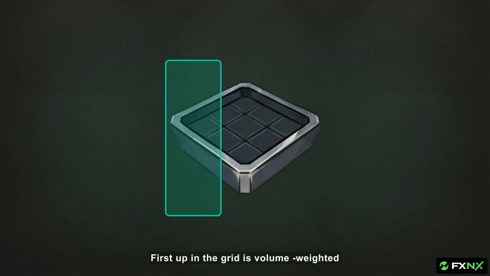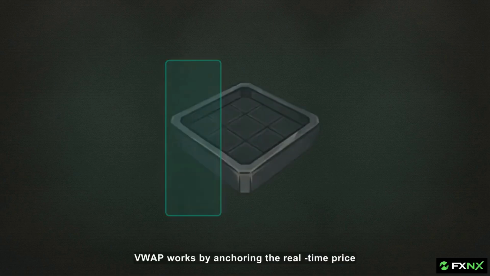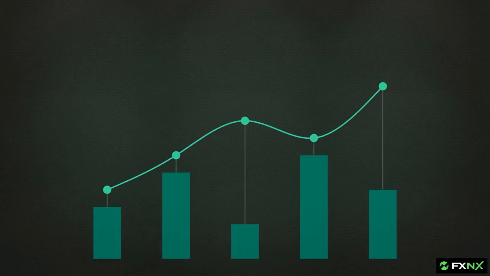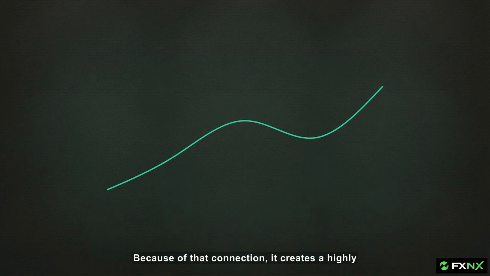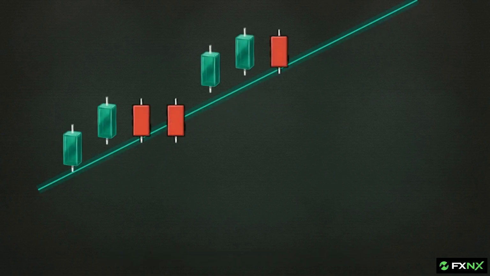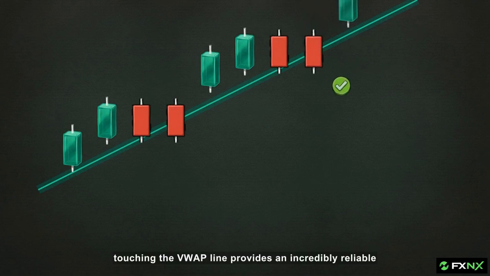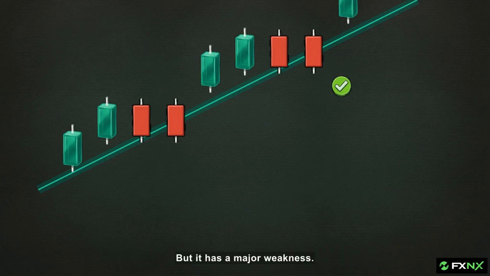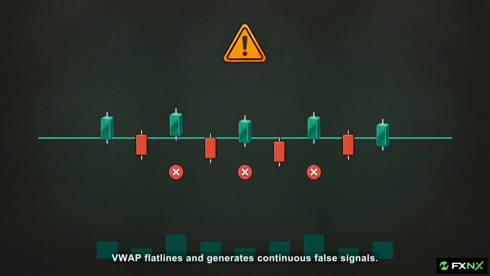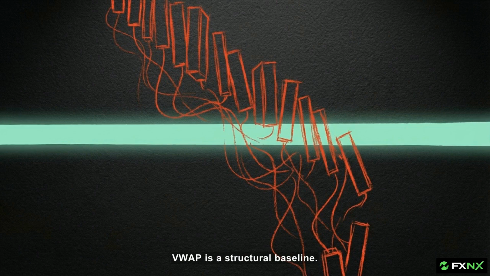First up in the grid is volume-weighted average price, or VWAP. VWAP works by anchoring the real-time price action directly to the cumulative volume data flowing across the chart. Because of that connection, it creates a highly accurate, dynamic level of intraday support and resistance. When the market is moving in a strong, clear, unidirectional trend, touching the VWAP line provides an incredibly reliable entry signal. But it has a major weakness. When volume dries up and the market traps itself in a tight sideways range, VWAP flatlines and generates continuous false signals. VWAP is a structural baseline. It tells you exactly where the market is grounded, but it completely fails at predicting sudden shifts in momentum.